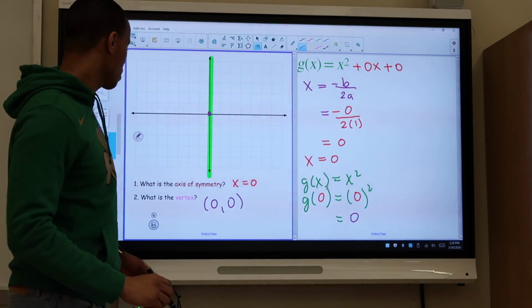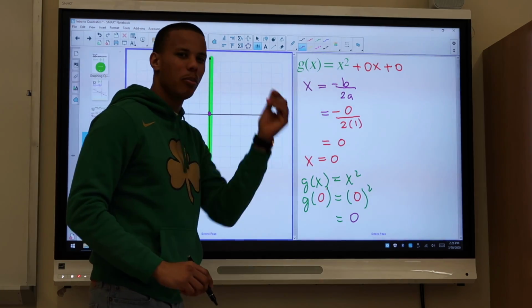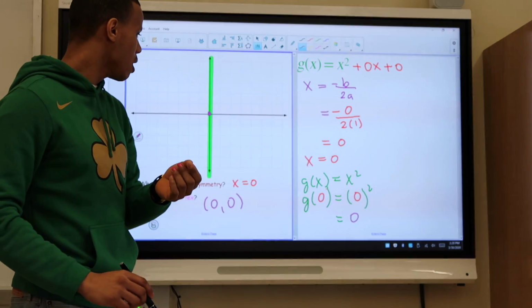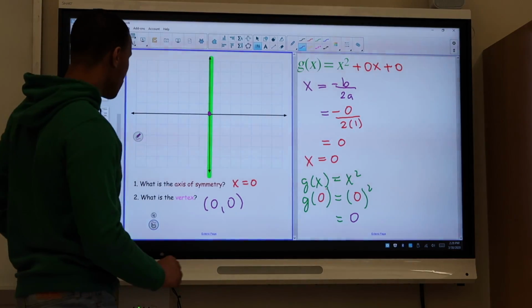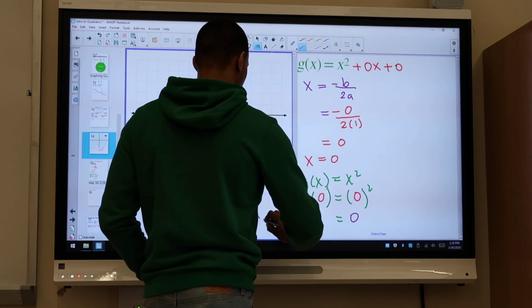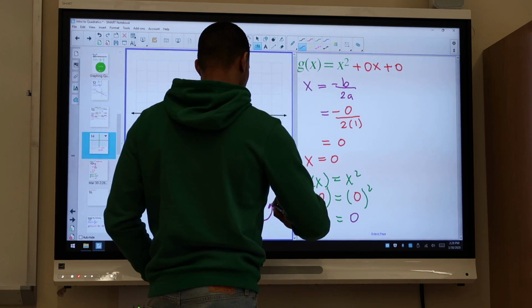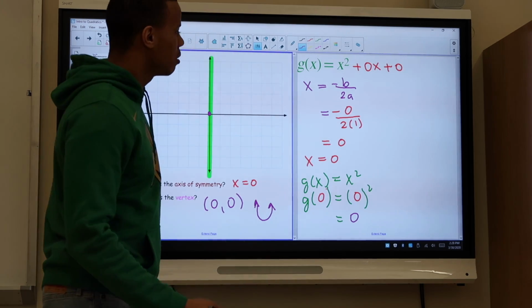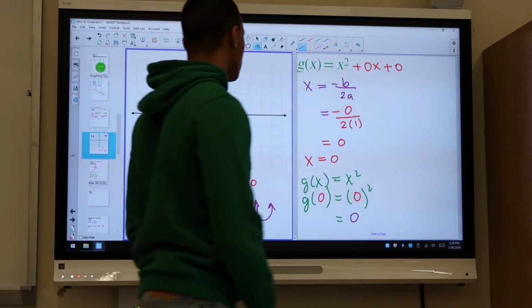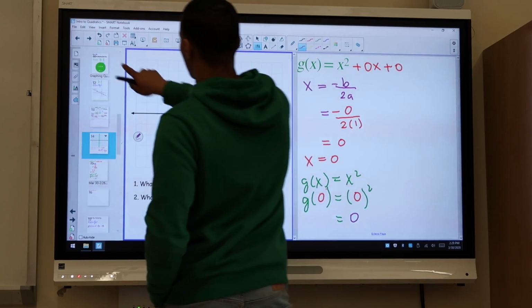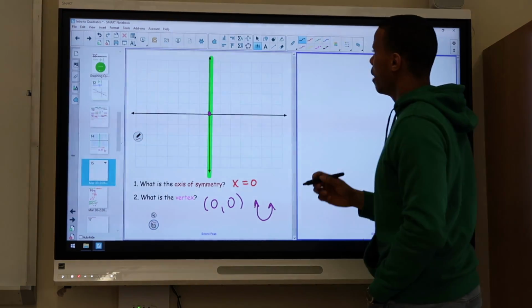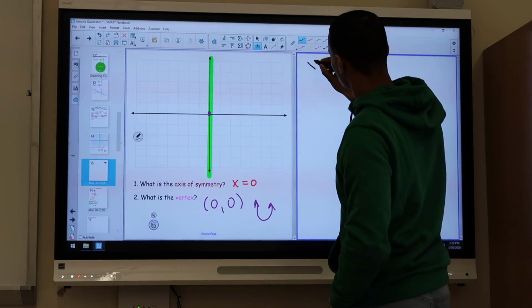Now notice, my leading coefficient is positive 1. Since 1 is greater than 0, I know that my graph is going to open up, okay? Now, let's see whether that's true or false. So let's see. Now, I want to pick some values, okay? So I'm going to do x.